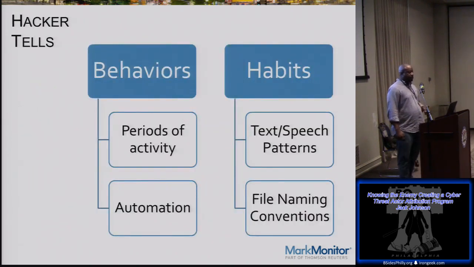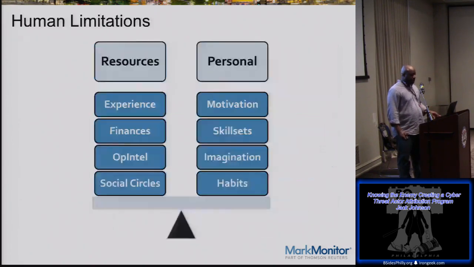So hacker tells: behaviors and habits, periods of activity, automation. So sometimes we'll detect a massive phishing attack where someone puts up 50 phishing sites. We take them offline, they come back in a minute. That threat actor is highly organized and they're automating. They're monitoring their stuff. Human limitations: everyone, including myself, we have resources and personnel limits. Like, my knowledge is a limiting factor. But if I partner with you and you're good in a certain area of technology, I can really level up pretty quickly. So also the imagination.